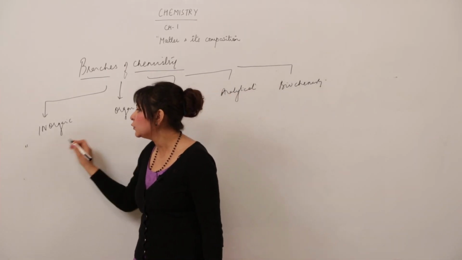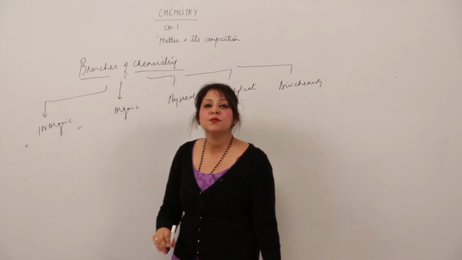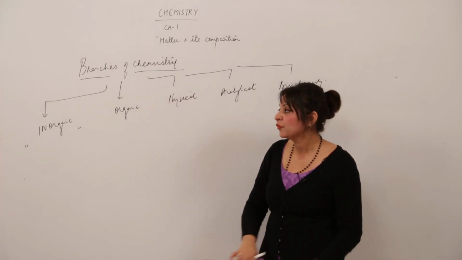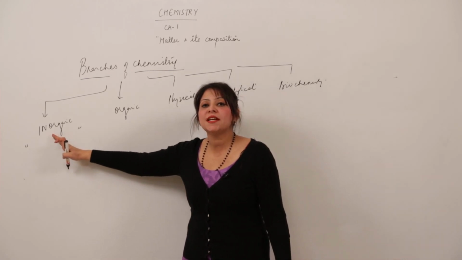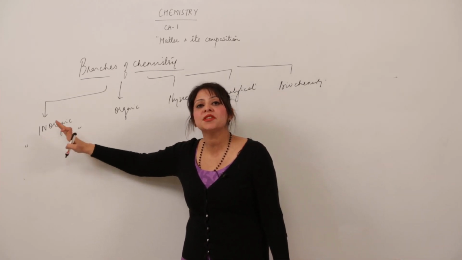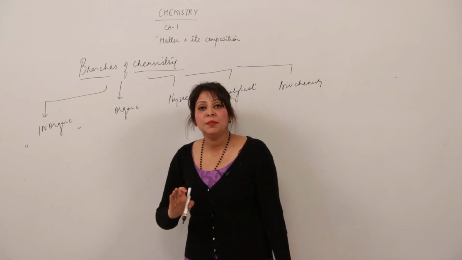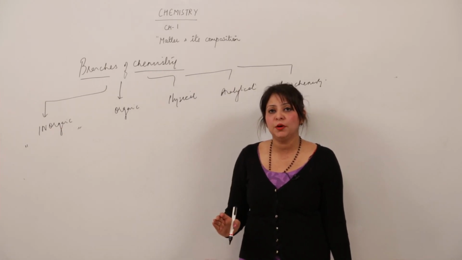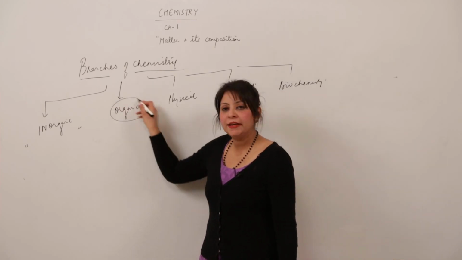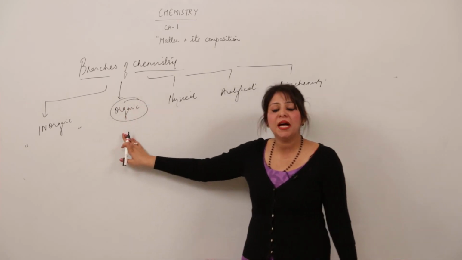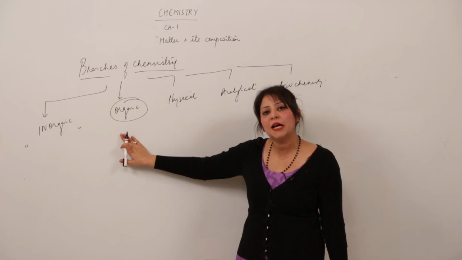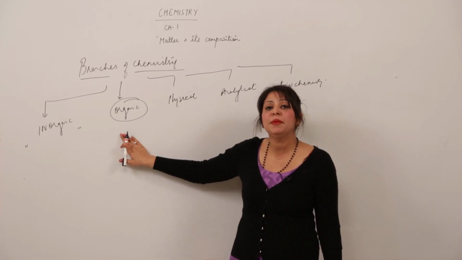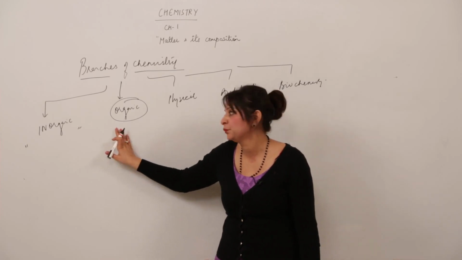Inorganic chemistry deals with the study of the minerals which are found in earth except carbon. I am repeating, except carbon. Inorganic chemistry deals with the study of compounds except carbon, because there are so many compounds of carbon, so we have a separate branch to study carbon, that is organic chemistry. Organic chemistry is a branch which deals with the study of carbon and its compounds. It may contain some other elements also in traces, but the main constituent is going to be carbon.